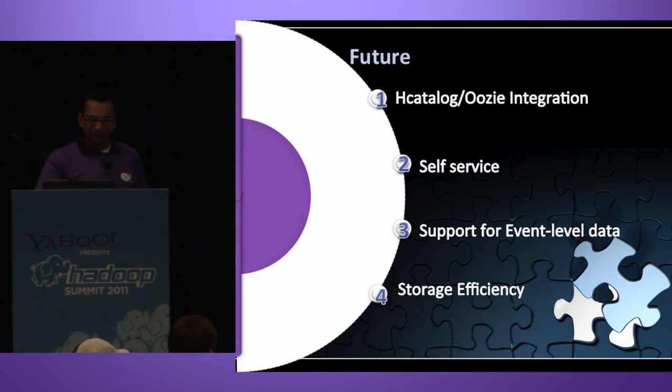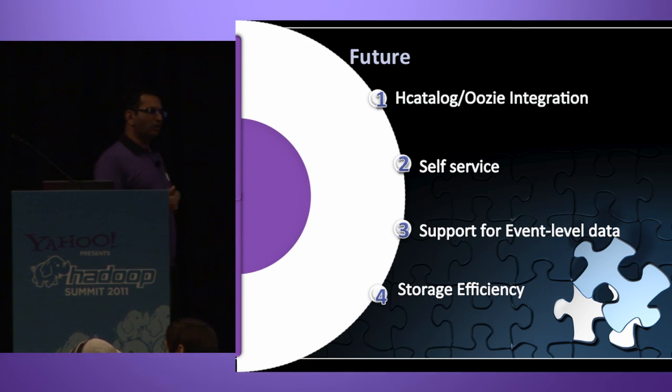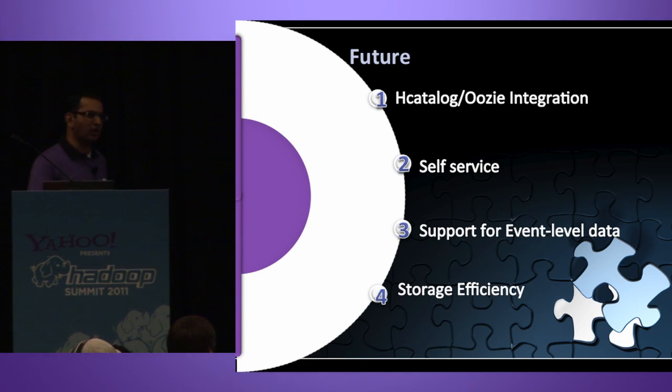Support for event-level data through HDFS proxy, and storage efficiency. As I said, right, access frequency drops, and we don't want to have 3 replicas when you don't have many jobs running. So how do we actually reduce the storage requirements for HDFS?